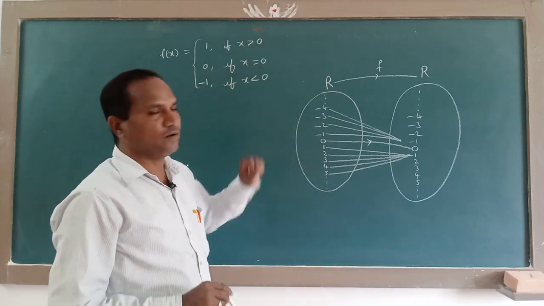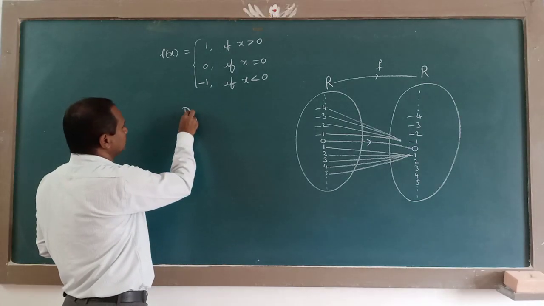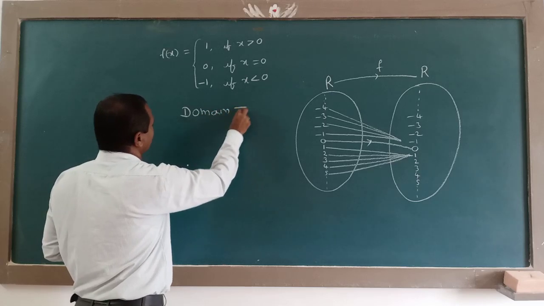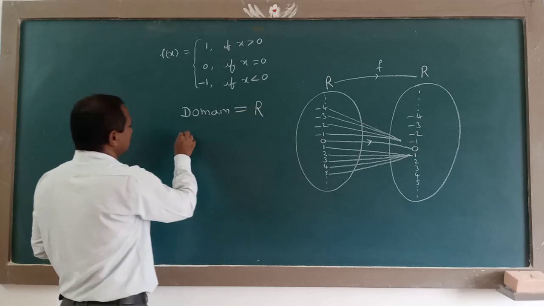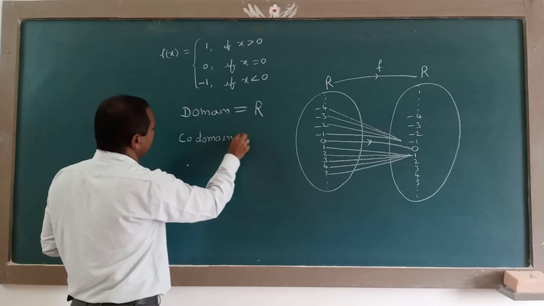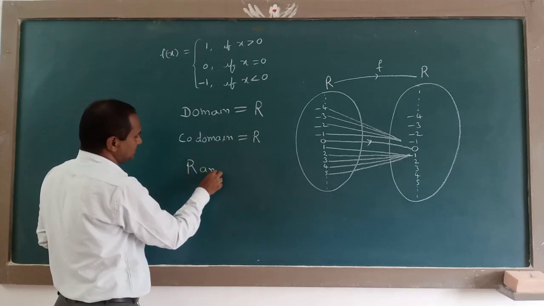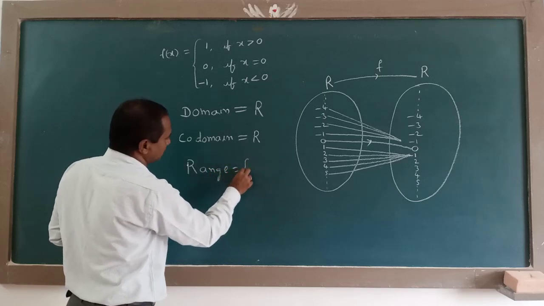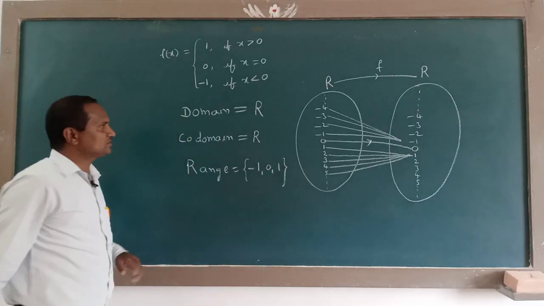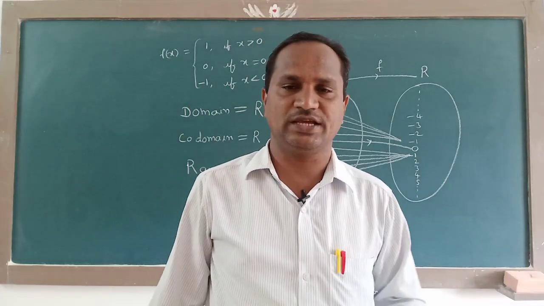With the help of this diagrammatic representation, we can write: the domain of the signum function is equal to capital R, the set of all real numbers. The codomain is equal to the set of all real numbers. The range is equal to the set of elements minus 1, 0, 1. Like that, we give the domain, codomain and range.